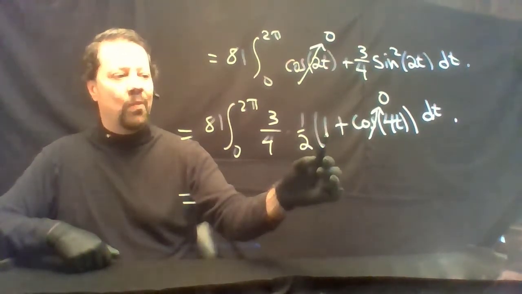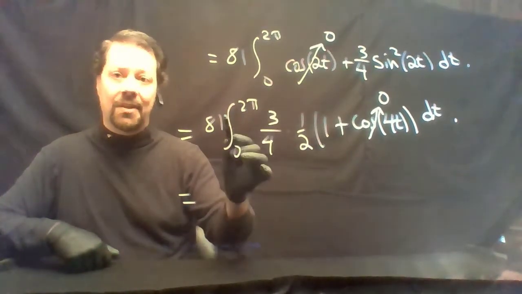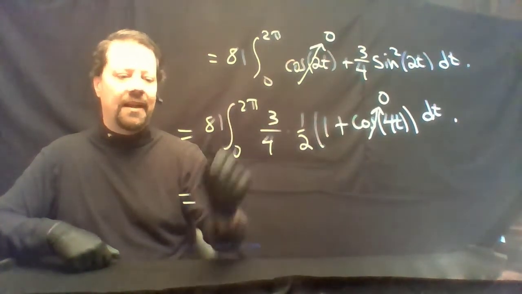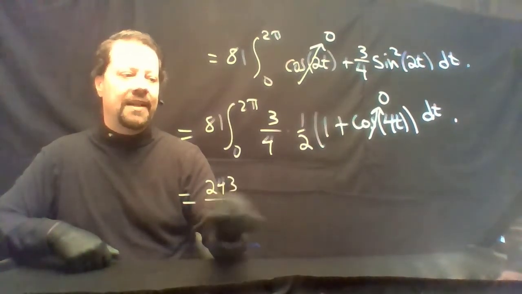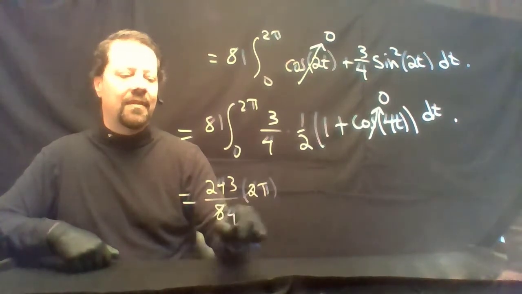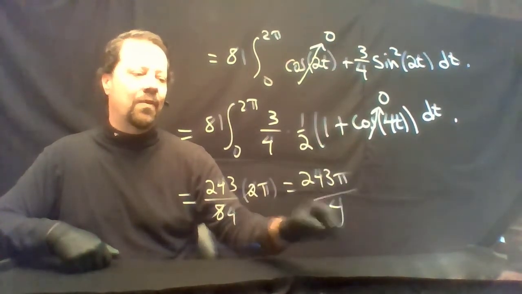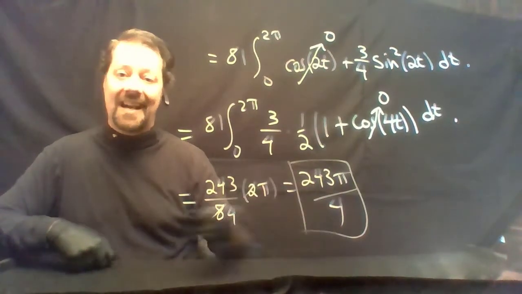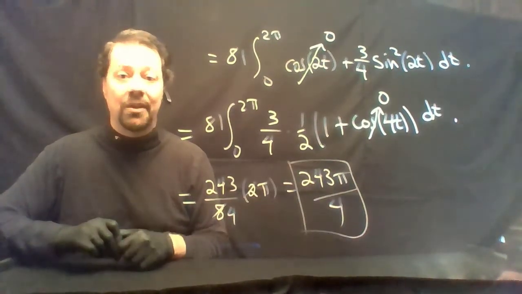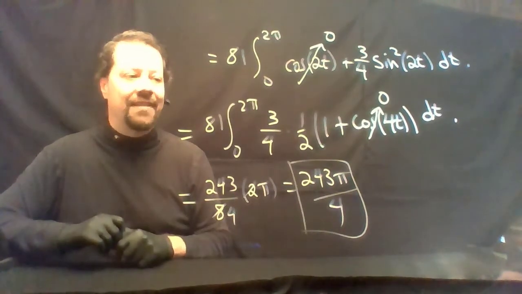And so we end up with 1 integrated from 0 to 2 pi, which is 2 pi, times all of the other constants. We'll have 243 divided by 8 times 2 pi, or 243 pi over 4. Exactly the same answer we had by using Green's theorem and using an area integral instead of this path integral.